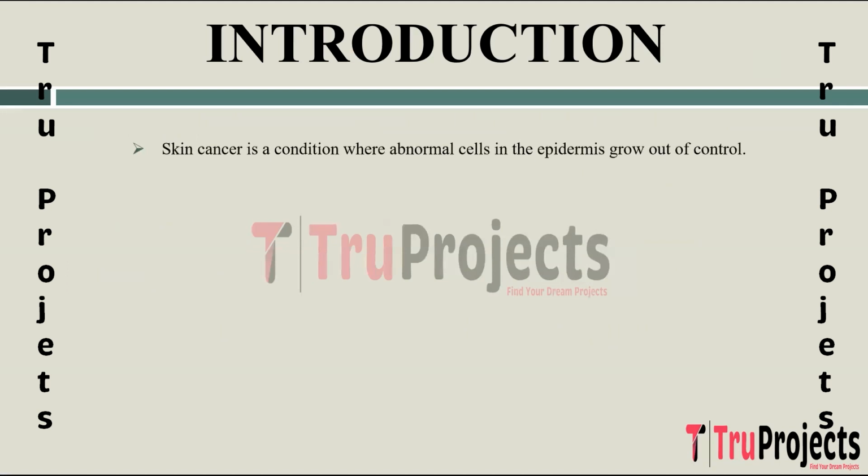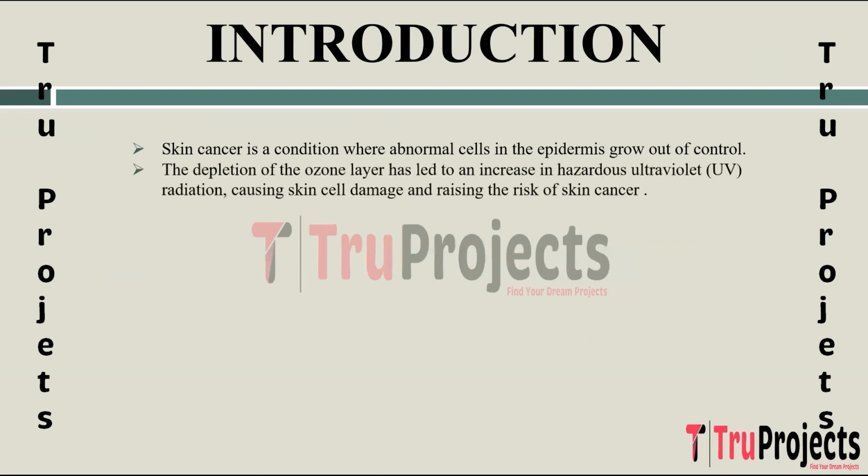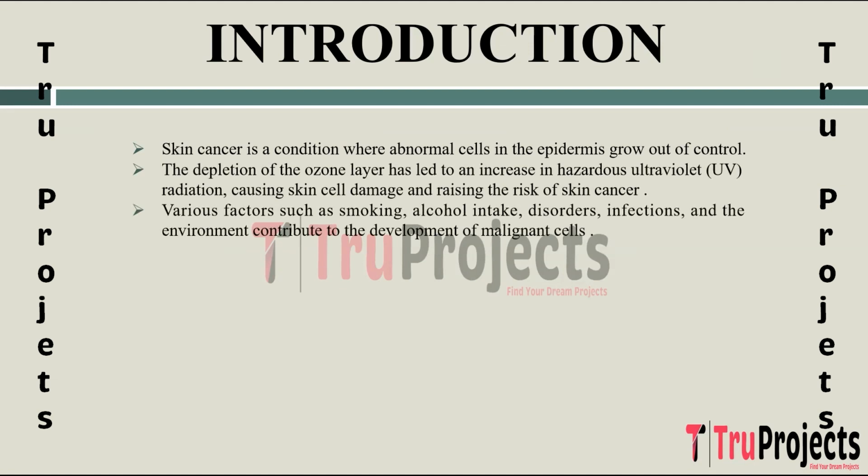Introduction. Skin cancer originates from the epidermis, where abnormal cell growth occurs uncontrollably, forming malignant tumors that can potentially spread if not treated. The reduction of the ozone layer has increased exposure to harmful UV radiation. This radiation damages skin cells, heightening the risk of developing skin cancer due to accumulated cellular damage. Several factors, including lifestyle choices like smoking and alcohol intake, pre-existing health conditions, infections, and environmental exposures, contribute to the formation and progression of malignant cells in the skin, amplifying the risk of skin cancer development.